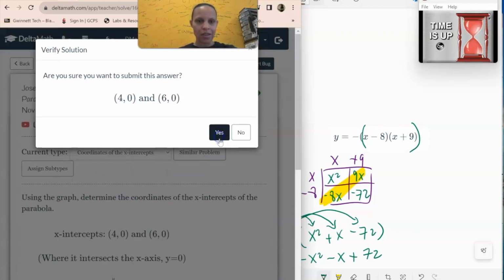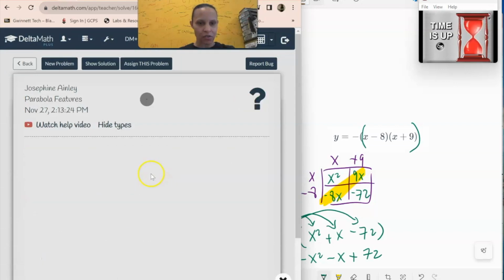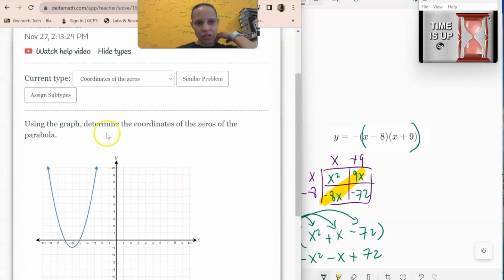All right, so we've done y-intercepts, x-intercepts. Let's do another one. So we did x, y. Let's do coordinates at zeros. So remember, there are 4 different ways of saying the exact same thing, right? So x-intercept, solutions, zeros, and roots, right? 4 different ways. They all mean the same thing. It just means the x-intercept.